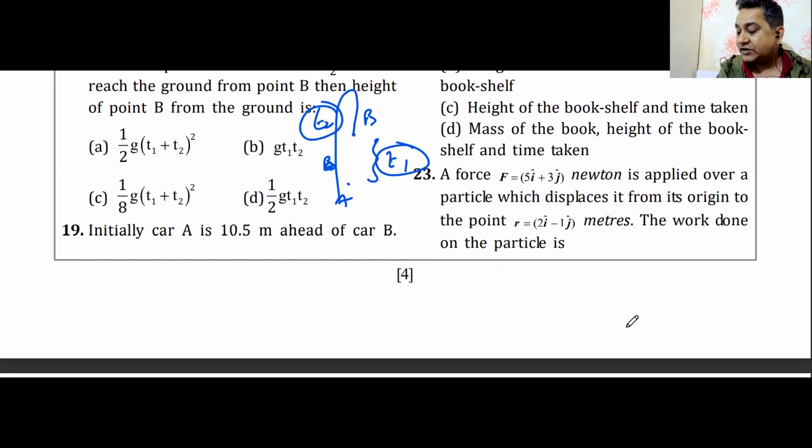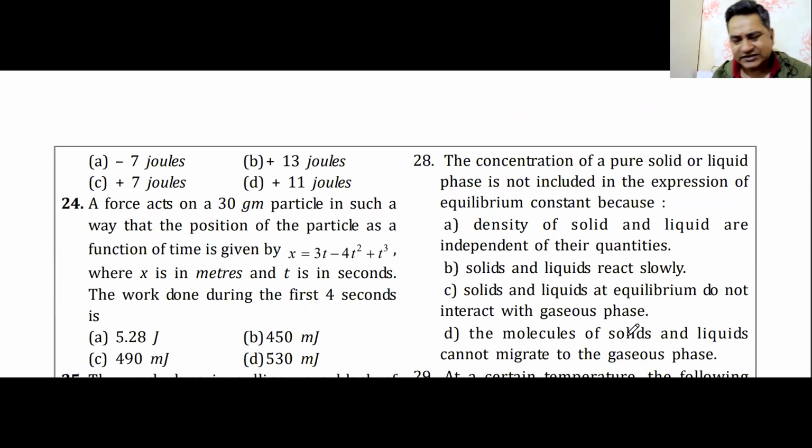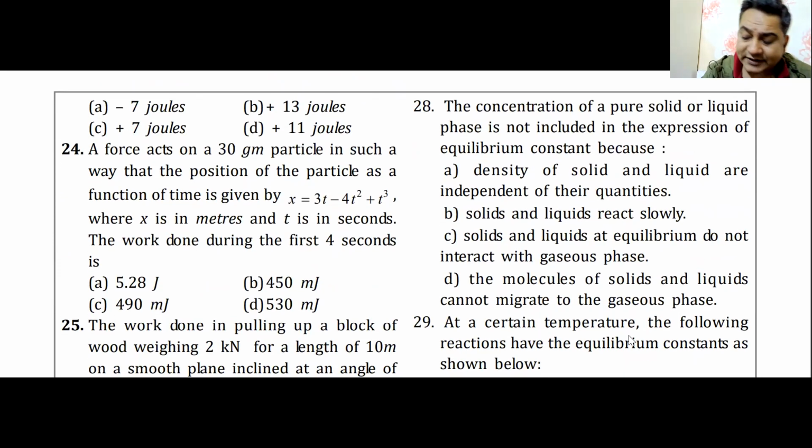A force F is equal to 5i plus 3j Newton is applied over a particle which displaces from the origin, initial point origin, to final point. What is the work done? It is just a question of finding out the dot product, getting the answer, staying happy. Right? Next one.